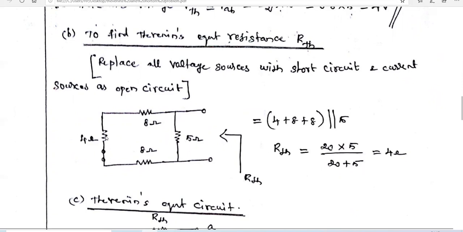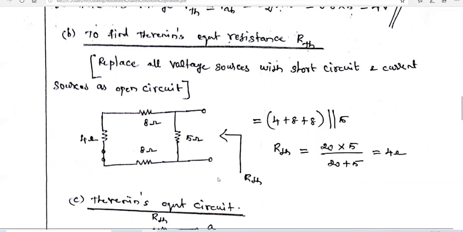You see, in series with the 4 ohm resistor there is one voltage source, so we have to short circuit the voltage source. Before that there is one current source, and that current source is open circuited. So during the calculation of equivalent resistance, we short circuit the voltage source and open circuit the current source. Now we will get the diagram like this.